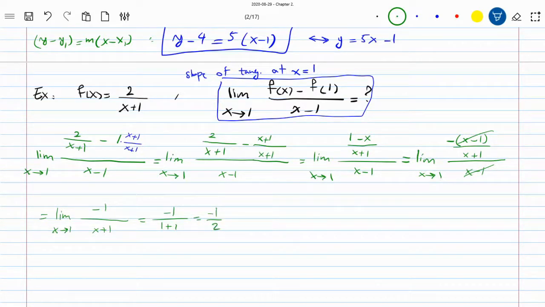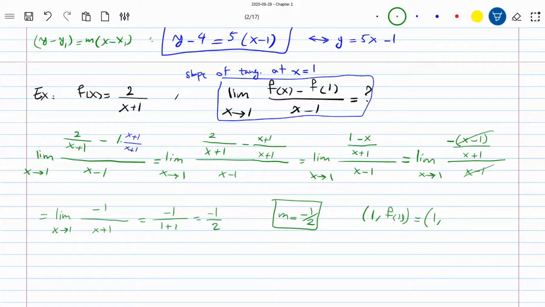So what did I calculate? I found the slope. The slope is negative 1/2. This is the slope of the tangent line. If you want to find the equation, first you need to find the point. The point is given, x equal to 1. What is the y value? The y value is found by replacing x with 1 in the function. What is f of 1? That would be the y value.